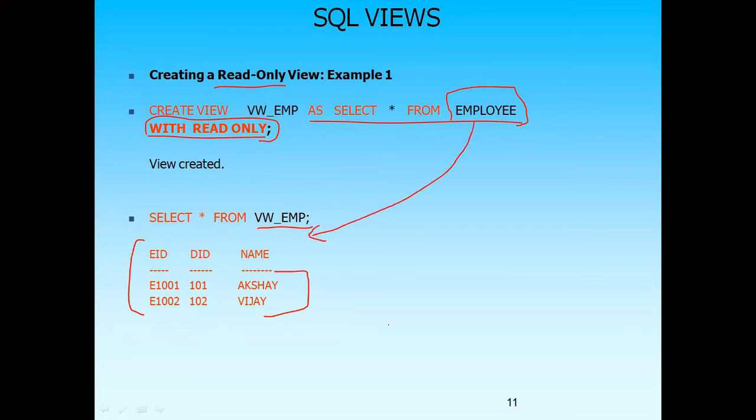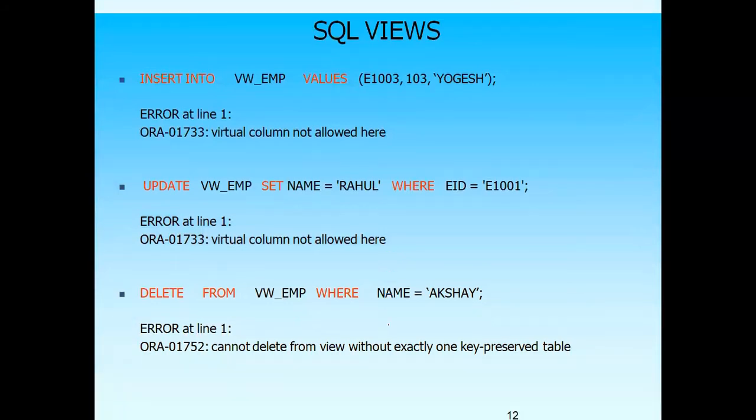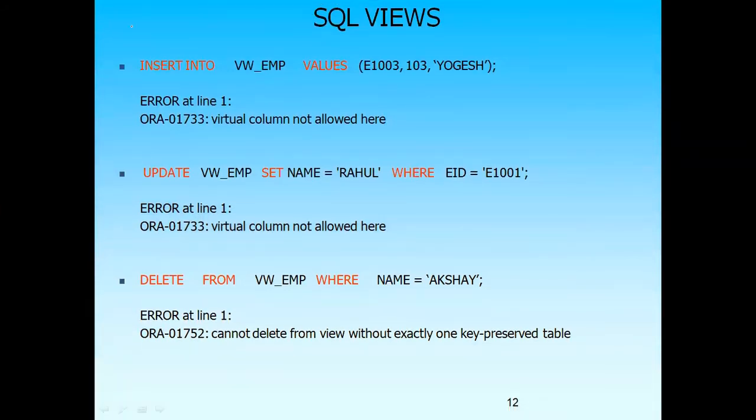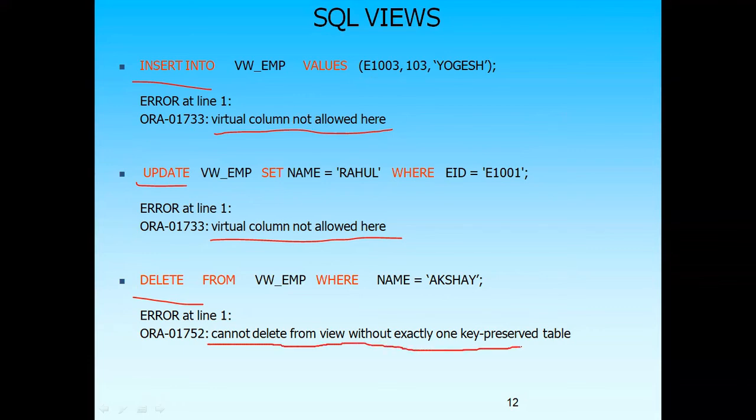So this is the example of read only view. And if you try to perform any operation, insert, update, and delete operation on read only view, you can see what error is showing: virtual column not allowed here. Similarly, in the update operation, error is there, virtual column not allowed here. And in delete operation also, if you observe, cannot delete from view without exactly one key preserved table, right? Because this view is my read only view.